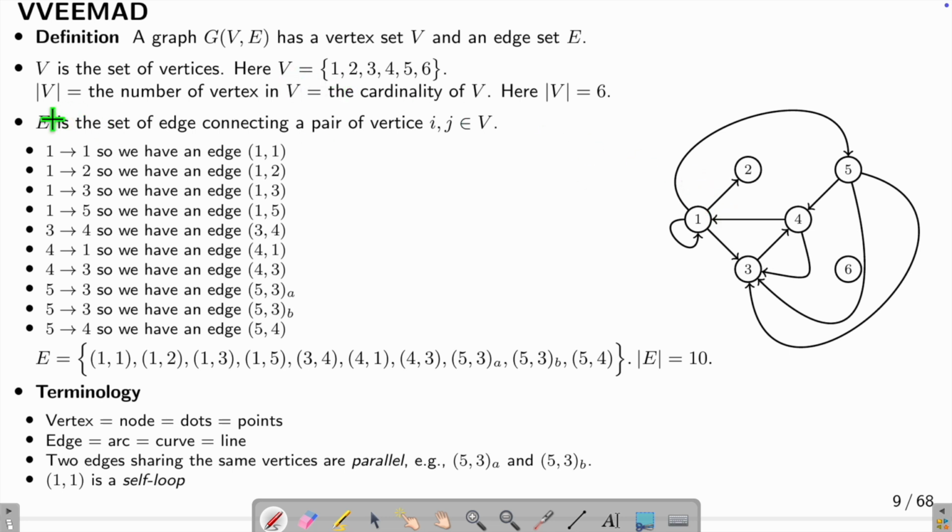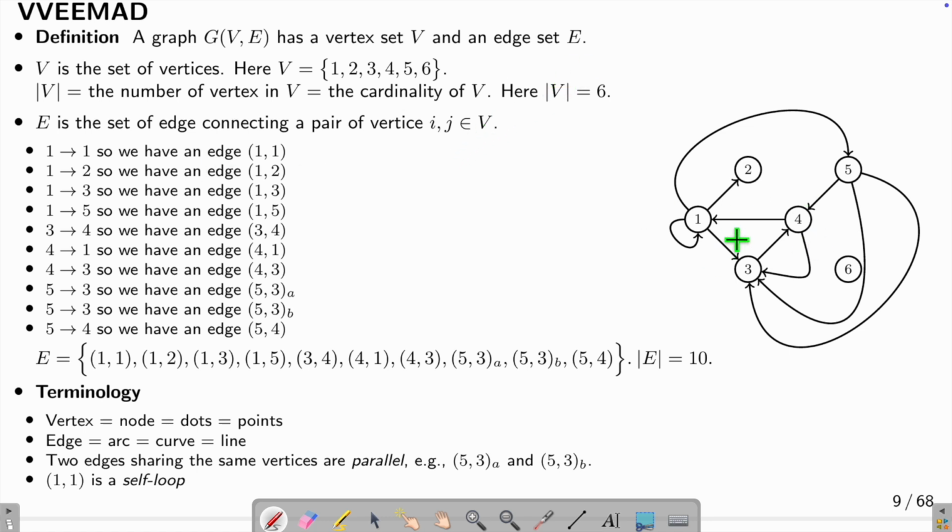Then what is |V|? You remember the bars mean the cardinality of a set. So in this case we have 6 nodes. So |V| is 6. The size is 6. And what is E? E is edge. E is a set of ordered pairs (i, j) in V. That means for all i in V, if i connects to j, I put it in E.